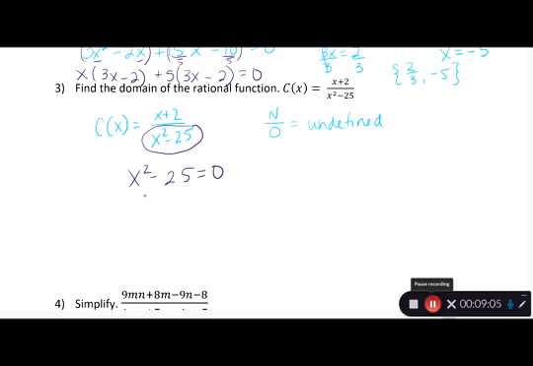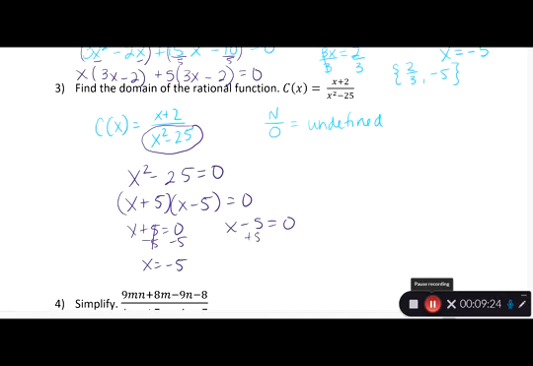So hopefully you see this and you say, oh, it's a difference of squares, right? X plus 5, x minus 5 equals 0. X plus 5 equals 0. X minus 5 equals 0. Solve each of these for x. So x equals -5 and x equals 5. That means that x cannot equal -5 or 5.